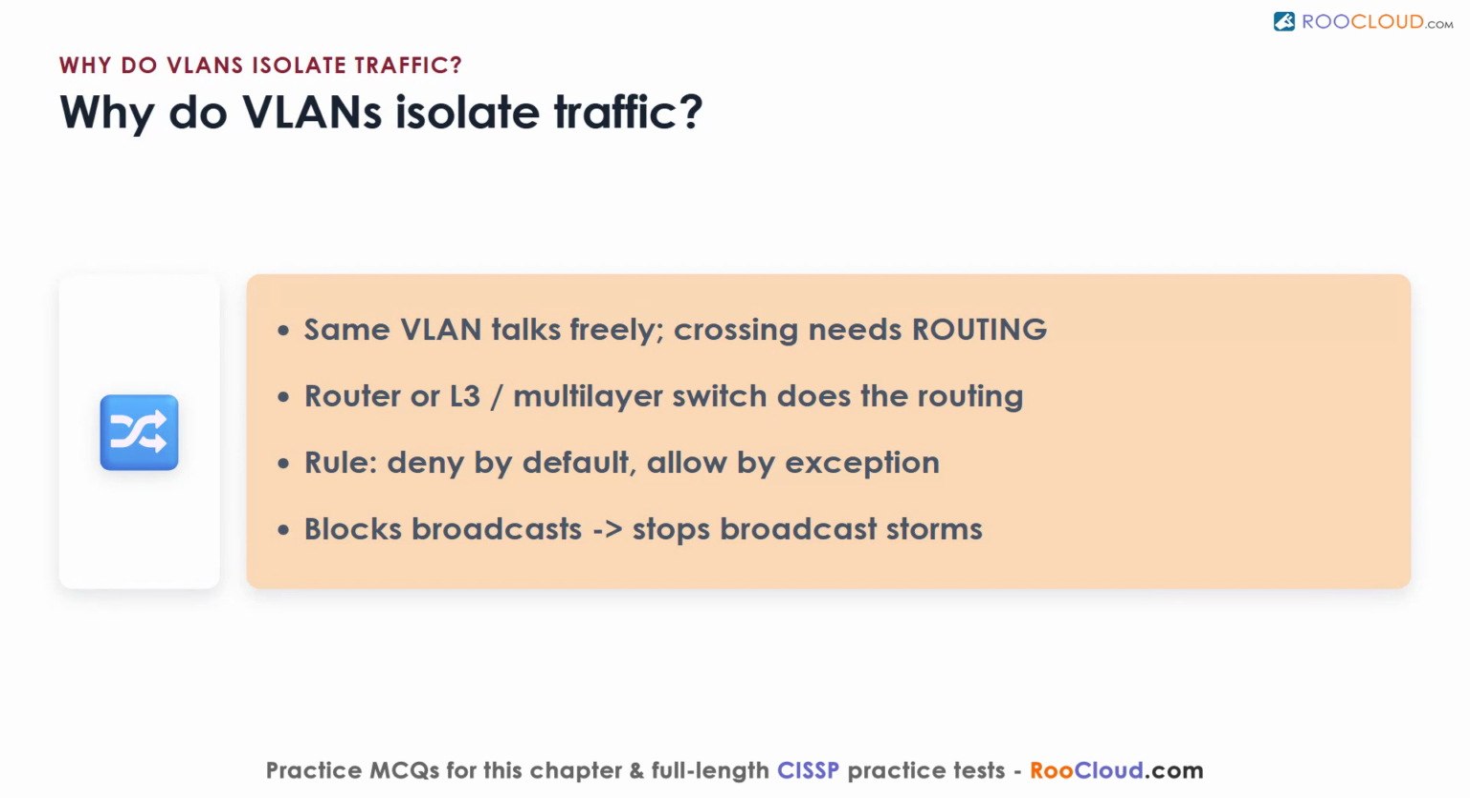VLANs act like subnets, but are not subnets. The guiding rule is deny by default and allow by exception. If 2 segments have no work reason to talk, they should not be able to. VLANs also tame broadcast traffic, since the routing function refuses to forward layer 2 broadcasts between VLANs, which helps stop a broadcast storm, that flood of unwanted broadcast noise.